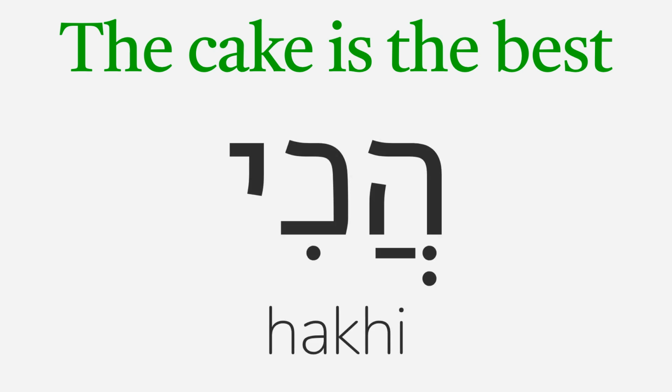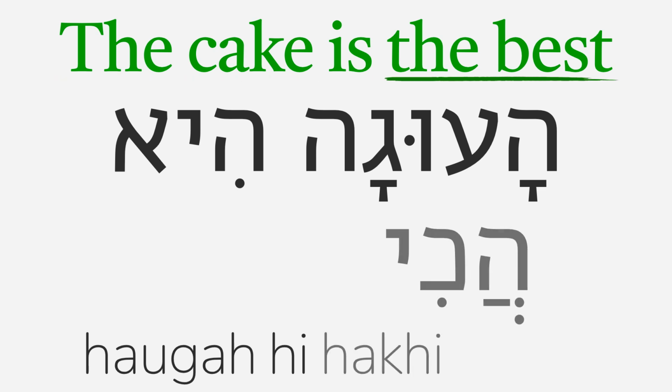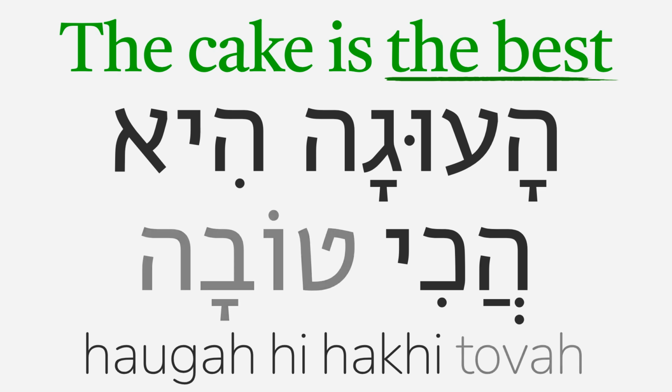And there is a second way we can make a superlative in Hebrew, using the word hakhi. To say the cake is the best, using the word hakhi, we'll once again start with ha'uga hi, the cake is. When using hakhi, we will put it before the adjective and then say the adjective tova, good. With hakhi, the adjective does not need a ha. Ha'uga hi hakhi tova. The cake is the best.